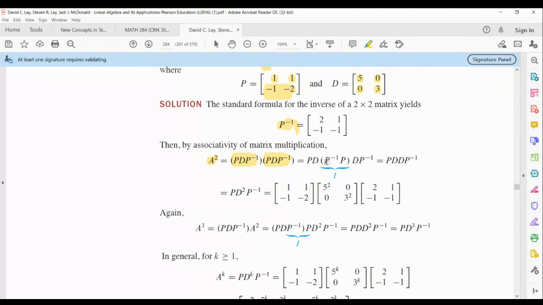But matrix multiplication is associative, which means I can write the matrix product this way, and P inverse times P is the identity. And this is going to give me P times D times D times P inverse. But that just equals P times D squared times P inverse. And you're going to get then what you have here on the right.